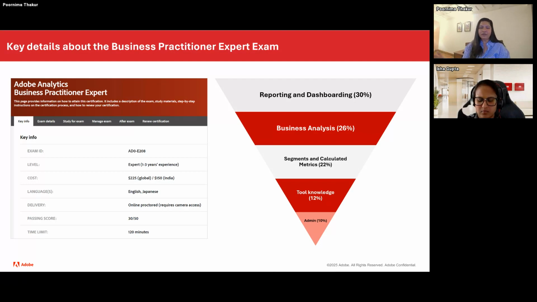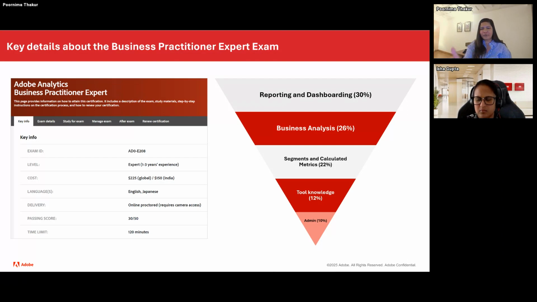Obviously, they are longer, but how they are proctored online, monitored. This is how it's a serious exam that you give. It's not something that is not monitored, right? So that's how you give this exam. Now, what you need to also understand is what the weightage of different areas in this exam is.